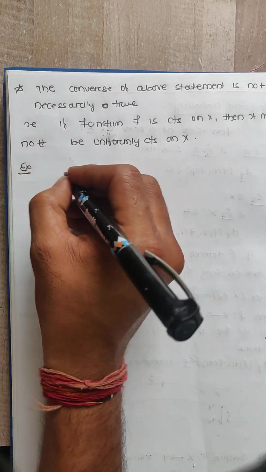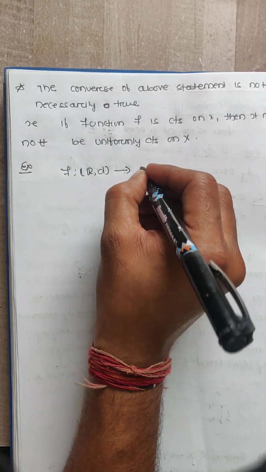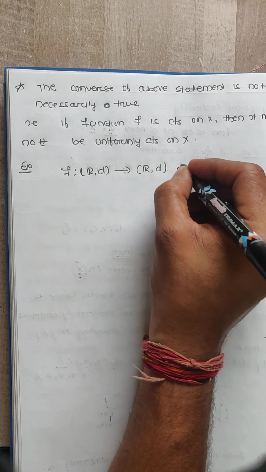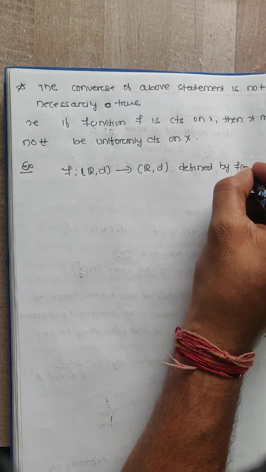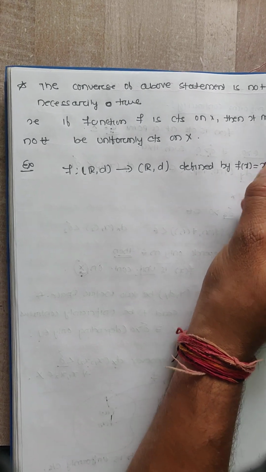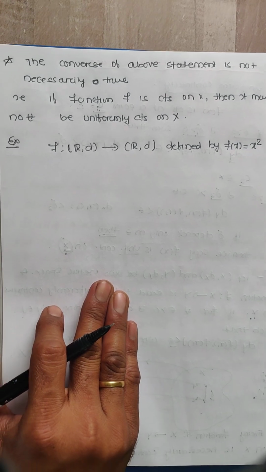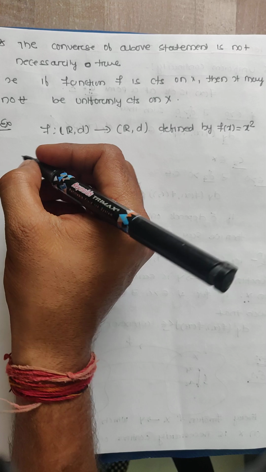Let's consider a function f from the real numbers with the usual metric to the real numbers with the same usual metric, that is the modulus metric, defined by f of x equal to x square. We will prove that the function is continuous but not uniformly continuous on R.